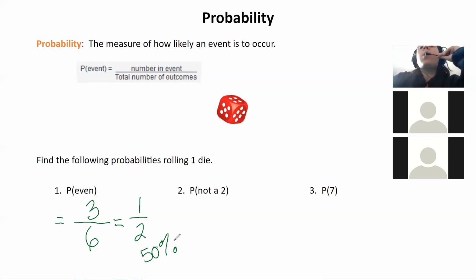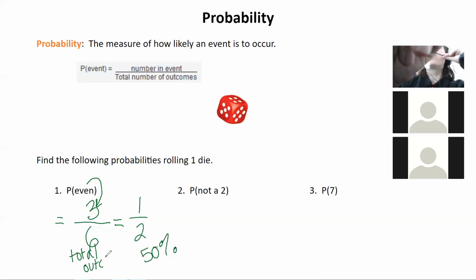So there's a 1/2 chance. You're always thinking how many fit what's in the parentheses, and the denominator is your total outcomes, so all the possibilities. So what about the probability that you don't roll a 2?